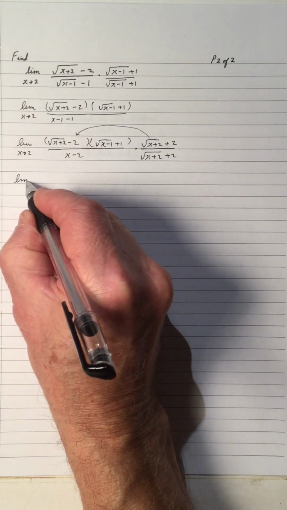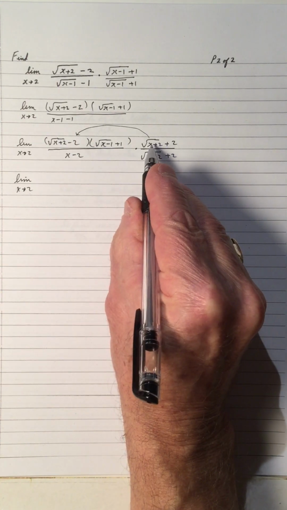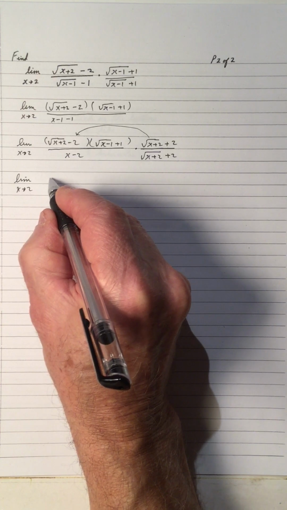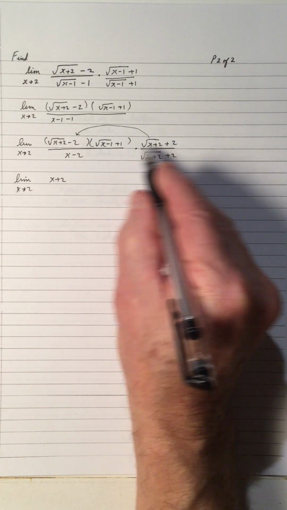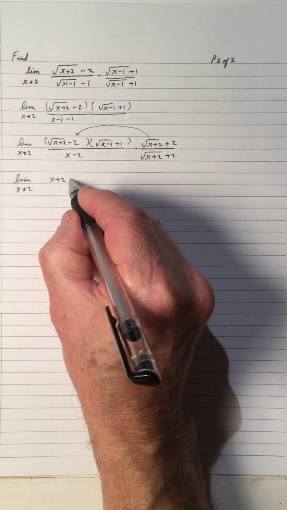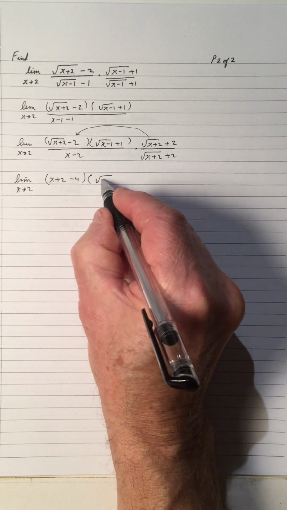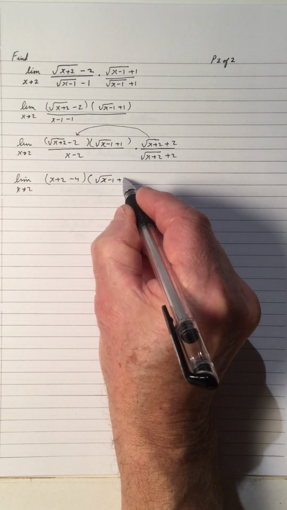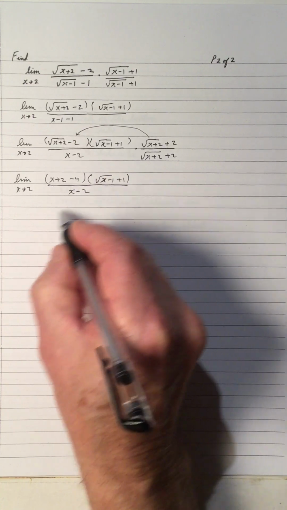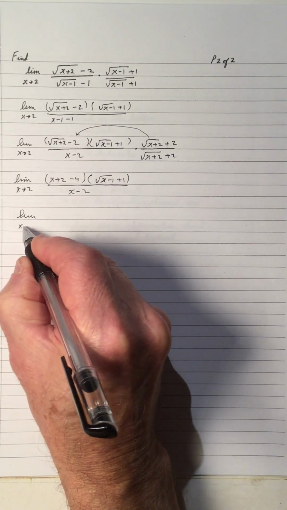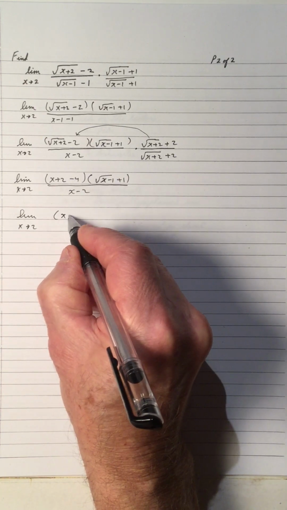And let me write down the limit as x approaches 2 first. So the product of these two right here is x plus 2, and negative 2 times positive 2 is negative 4. So there's that product, and let's leave the other one like this, over x minus 2. So that's the limit as x approaches 2. This simplifies to x minus 2.